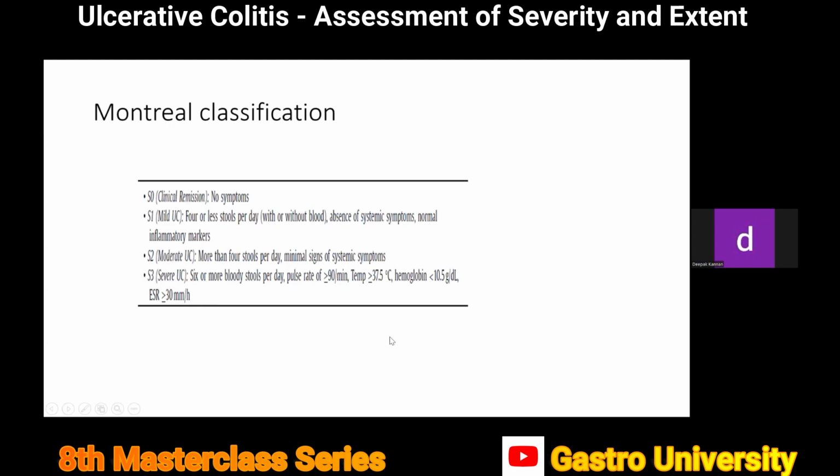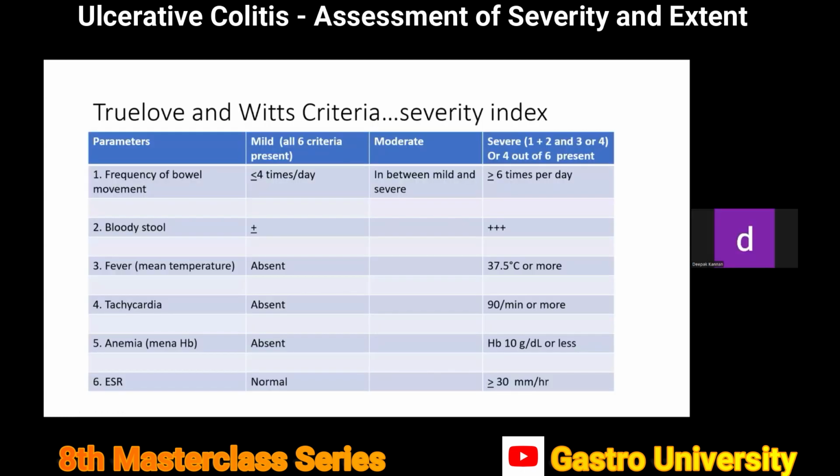The second classification is the Montreal classification, which has a severity index of S0, S1, S2, S3, and S4. Basically, it takes into account the number of stools per day, so that assesses the severity of the disease. Truelove and Witts criteria were also discussed by Dr. Sujoy. And this is, I think, a simple index that can be used in day-to-day practice, which helps us to classify the patients as mild, moderate, and severe.